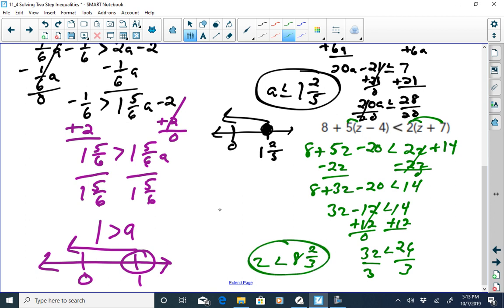If we're graphing that, right, here's 0, here's 8 and 2/3. To the right of 0, it's an open circle, arrow's going to the left.